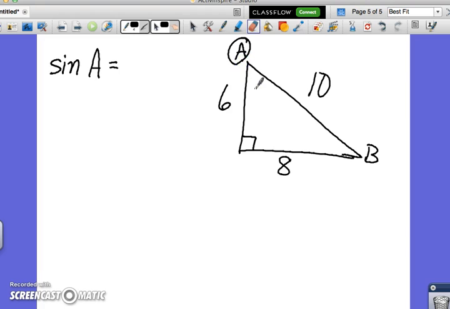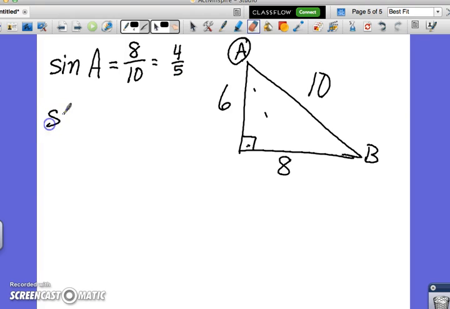Opposite angle A would be 8. So the sine of it would be 8 over, what's the hypotenuse? The hypotenuse is the one that's across from the right angle. There's a right angle, so 10. 8 over 10. Well, with trig ratios, we never leave a fraction without simplifying it. 2 goes into both of those, so this would reduce down to 4/5. So the sine of A is 4 over 5.